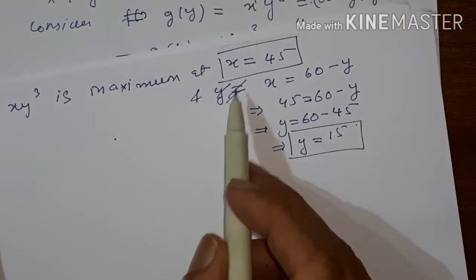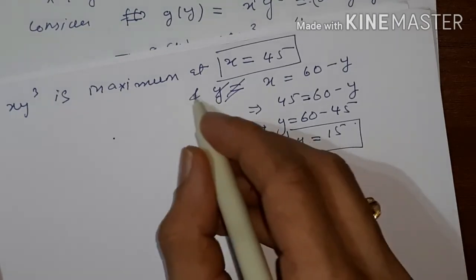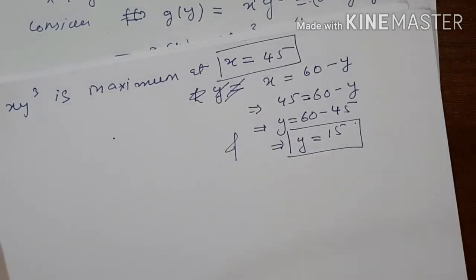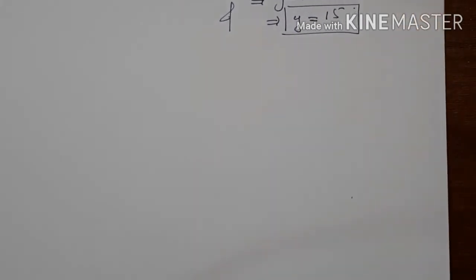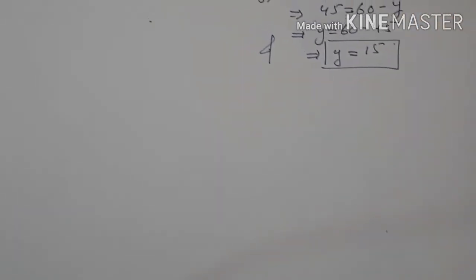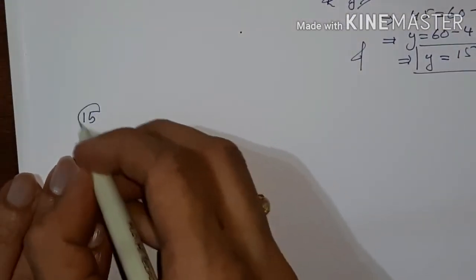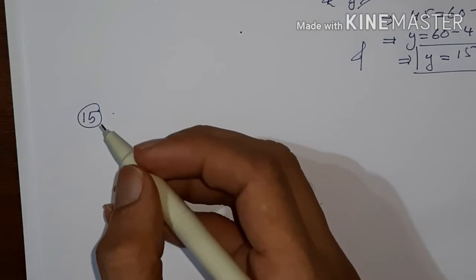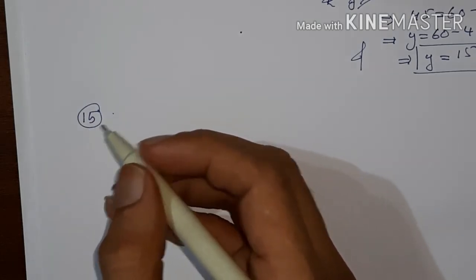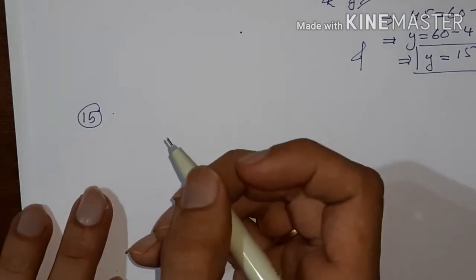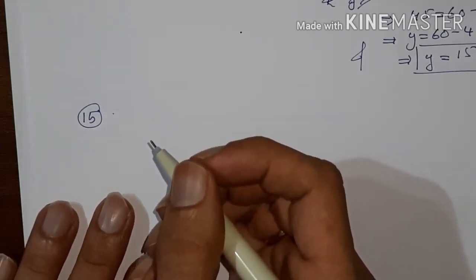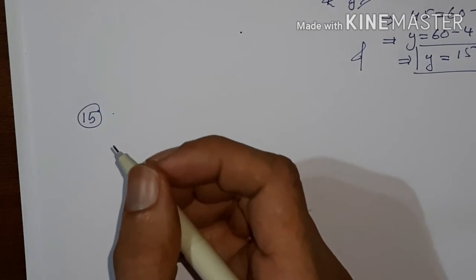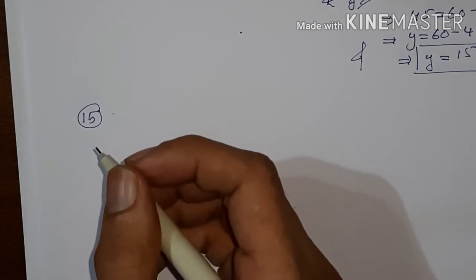x y cube is maximum at x equal to 45 and y equal to 15. So that was the solution of the 14th problem. Now let us go to the 15th problem. What is the 15th problem? You have to find two positive numbers x and y such that their sum is 35 and the product x square y raised to 5 is maximum.